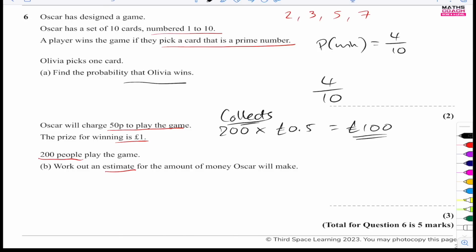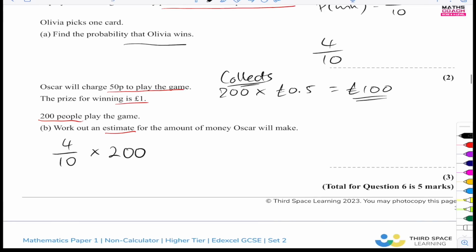Now, the prize for winning is £1. What's the probability that someone wins? Well, earlier on, we saw that the probability of someone winning is 4 out of 10. If there's 200 people playing, then the expected number of winners will be to multiply 4 over 10 by 200. And now we need to work this out, and that will tell us how many times someone will win. Without a calculator, of course.